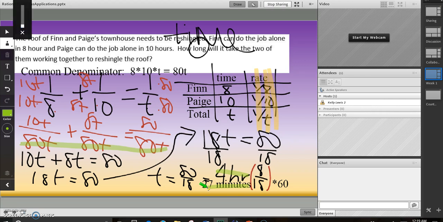Uh-oh, the cord is not plugged in right. All right, let's do it again. Another problem.